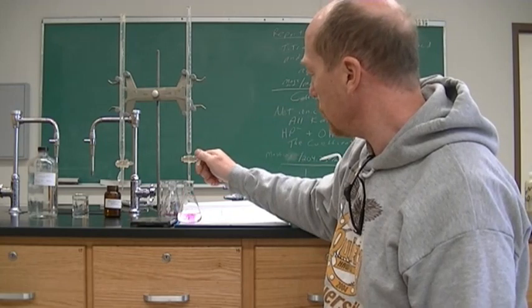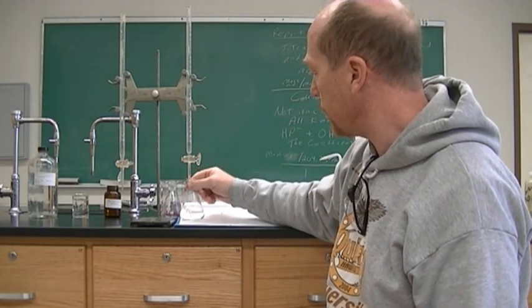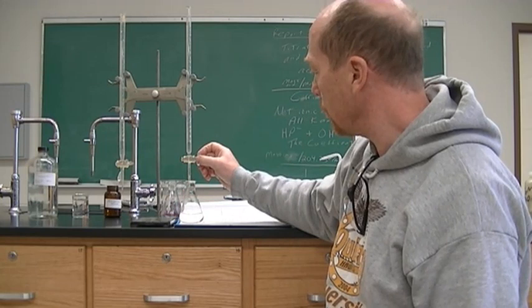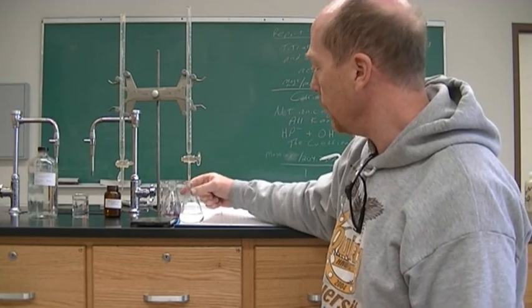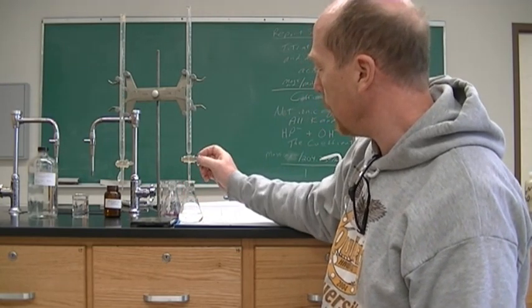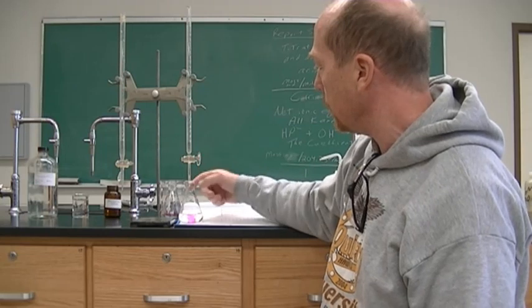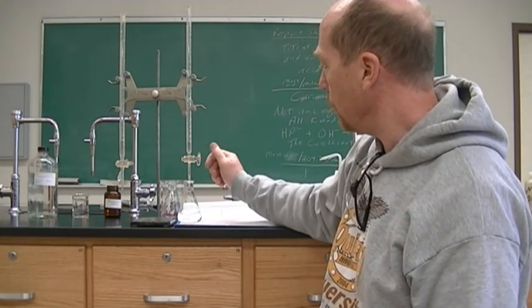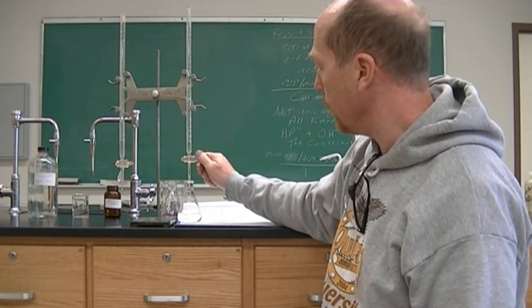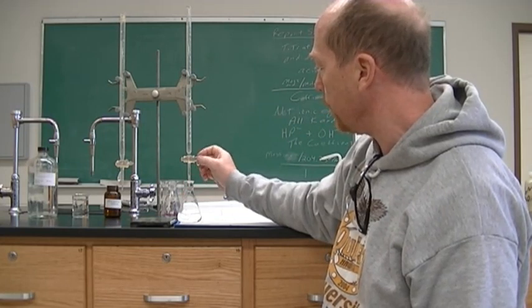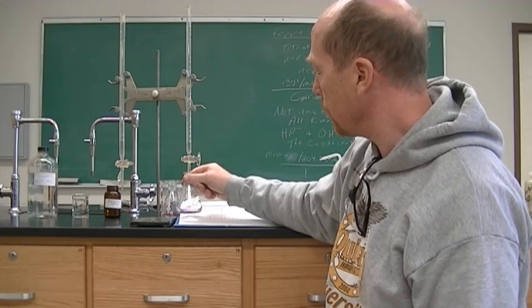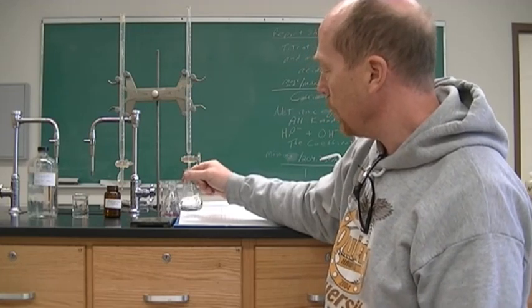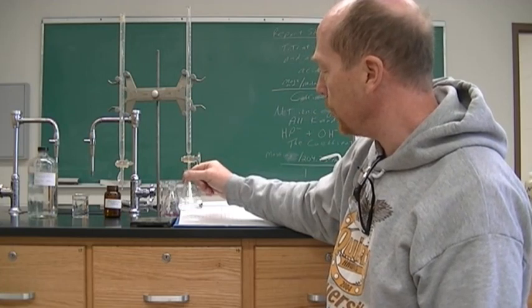All right, so let's slow it down a little bit. Again, we want it to change when 1 drop hits. That would be the ideal case. 1 drip, and it goes from colorless to a light pink. All right, so now the drips are going in much slower.